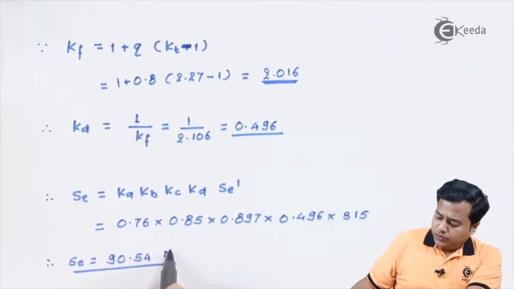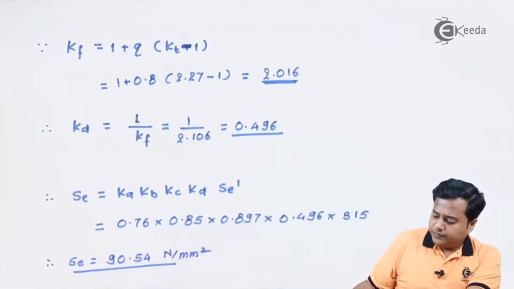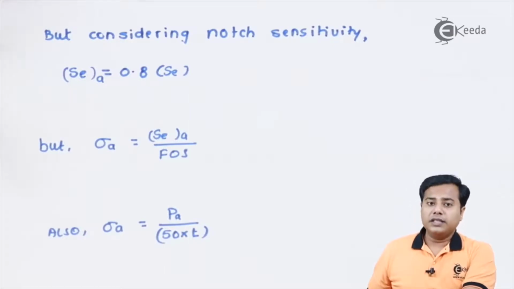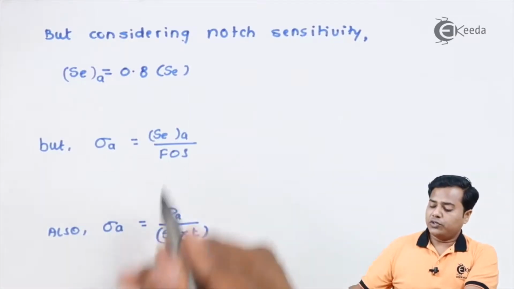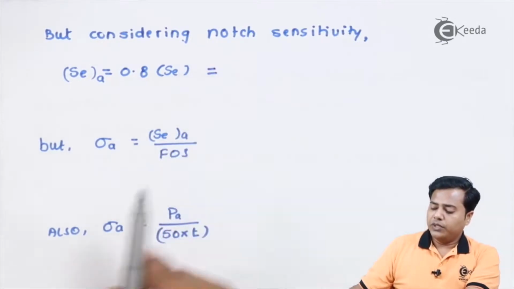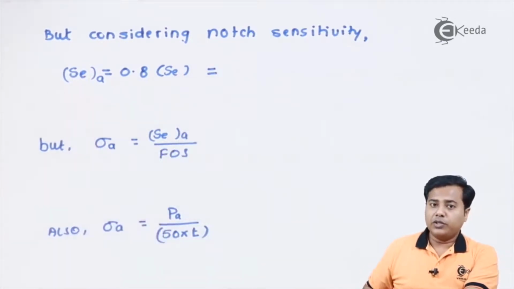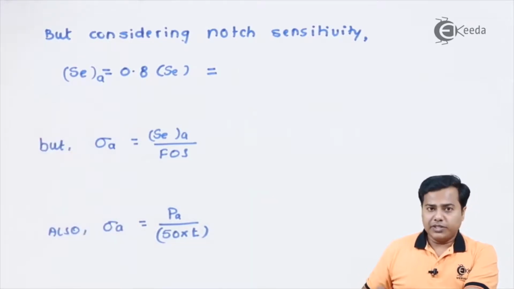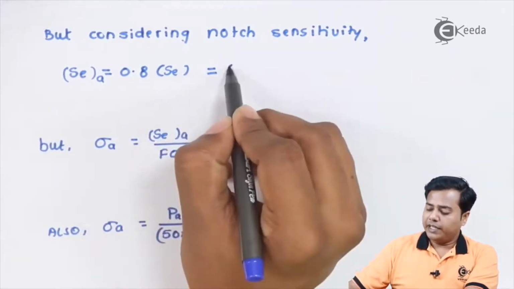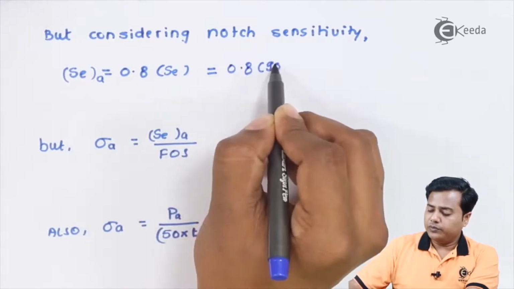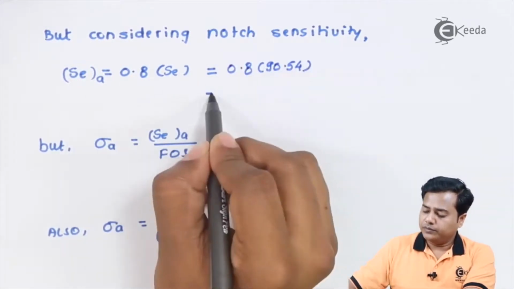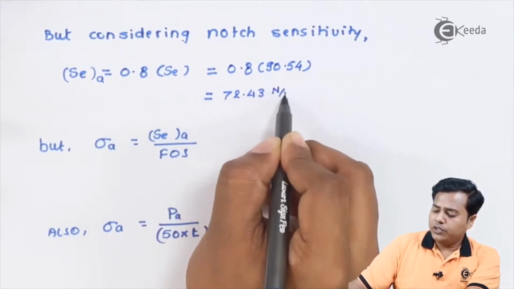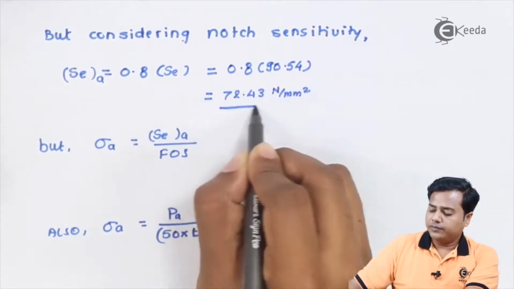90.54 Newton per millimeter square. Now we have to consider the notch sensitivity also, because in this case there is a variation in cross section also, and therefore the amplitude value of the endurance limit stress is given by 0.8 times the actual value. Comes out to be somewhere around 72.43 Newton per millimeter square.